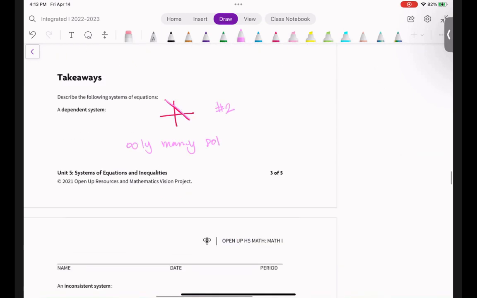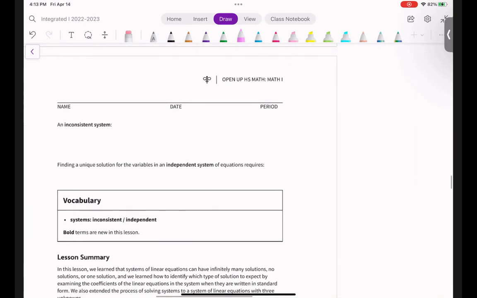Versus down here, inconsistent. The word inconsistent is another way of saying no solution. The actual picture of it looks like this: one line was here and the other line was right here, and there was no solution. So it looked like parallel lines. This means parallel.